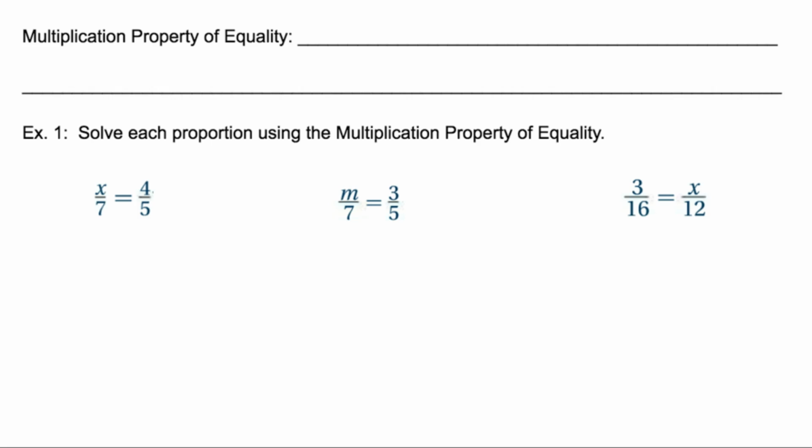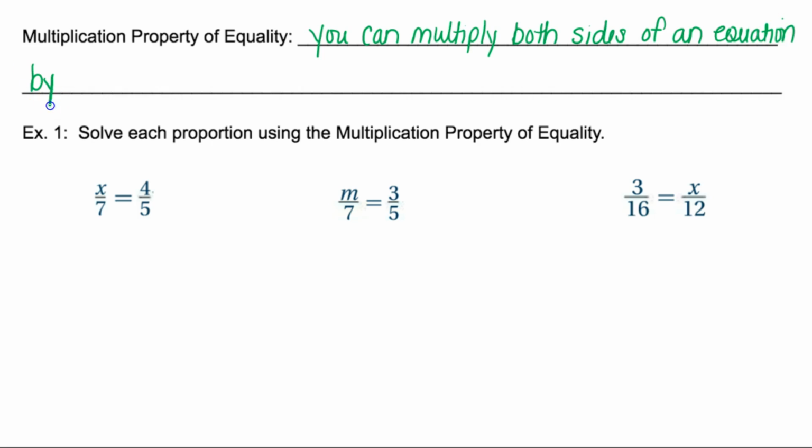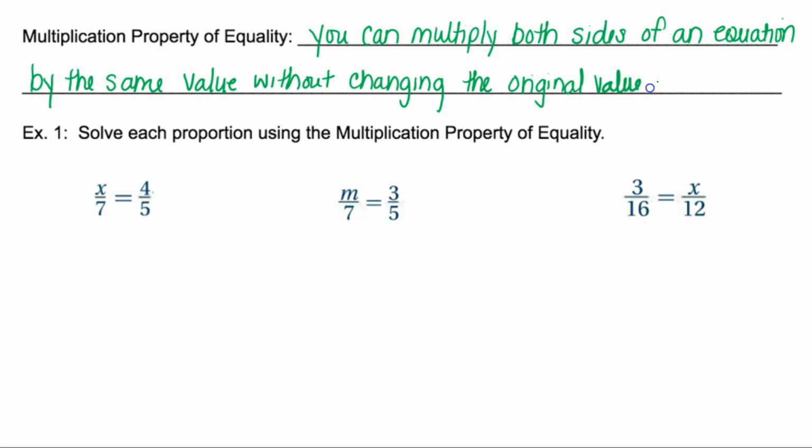And basically the multiplication property of equality says you can multiply both sides of an equation by the same thing, or by the same value, without changing the original value of the equation.